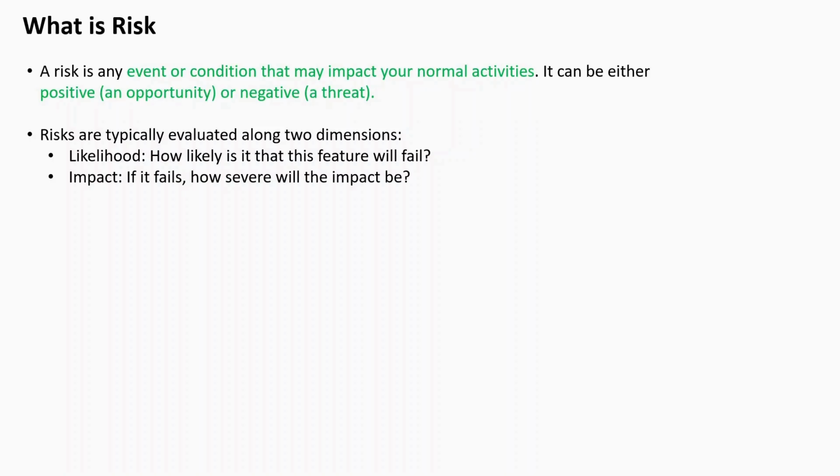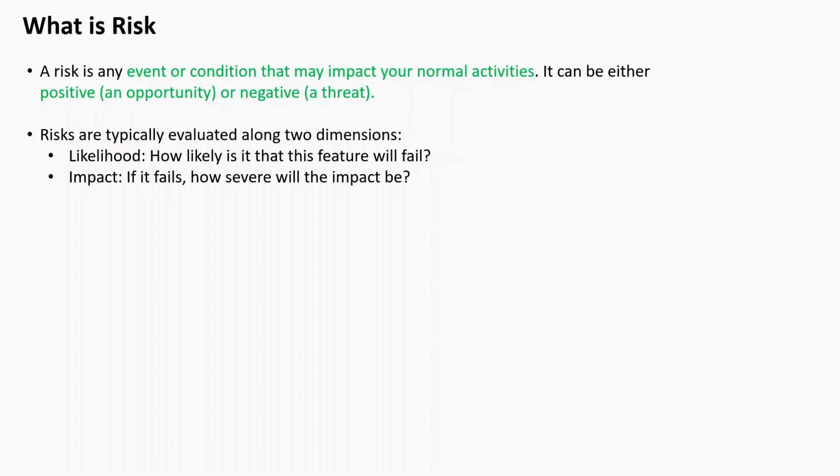Risk is any event or condition that may impact your normal activities. It can be either positive, turning out to be an opportunity, or negative, which is causing a threat to your normal activity, or is going to hamper your normal activity. That is called negative risk. Positive risk always turns out to be an opportunity.